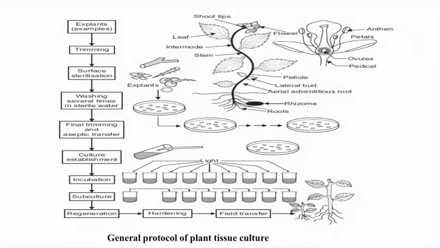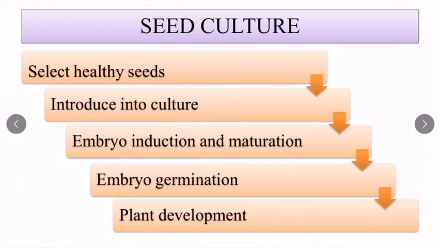This is called secondary hardening, and after that these plants are slowly adapted to the natural environment, and then they are transferred into the field. So this is the general protocol of plant tissue culture. In this lecture we see different types of culture based on the plant parts used.